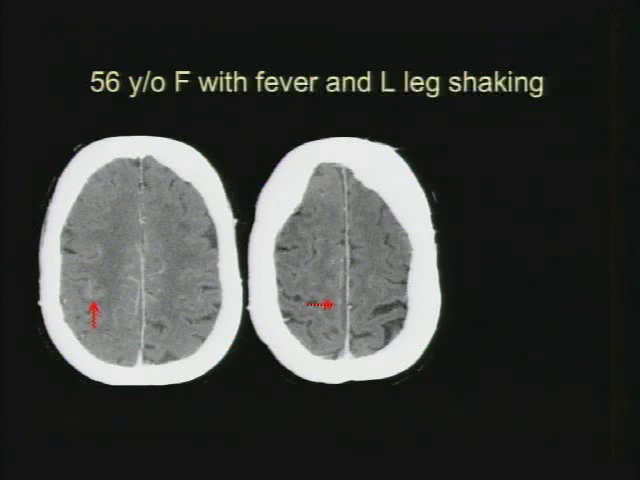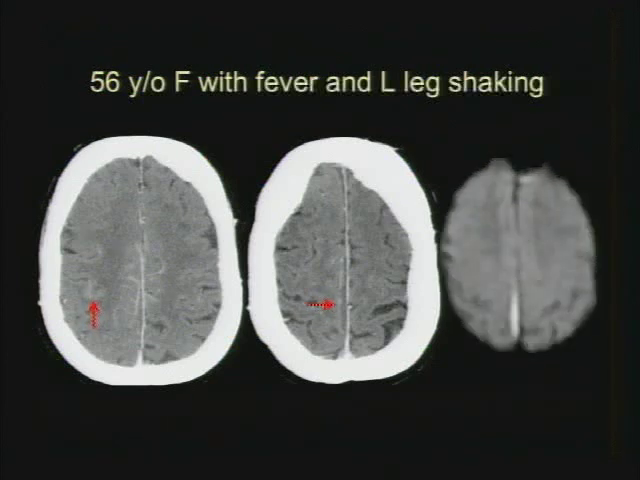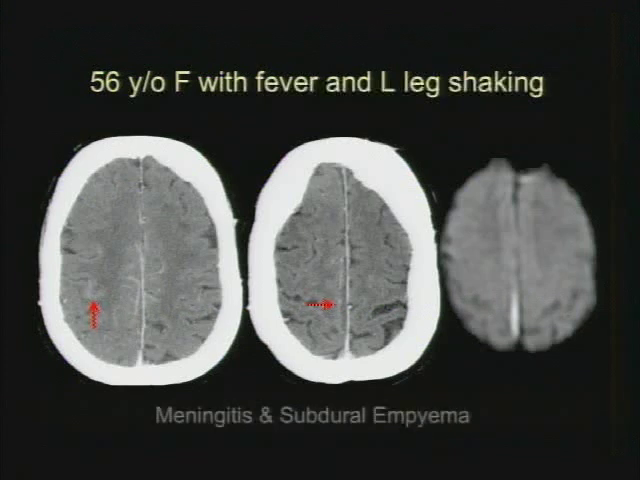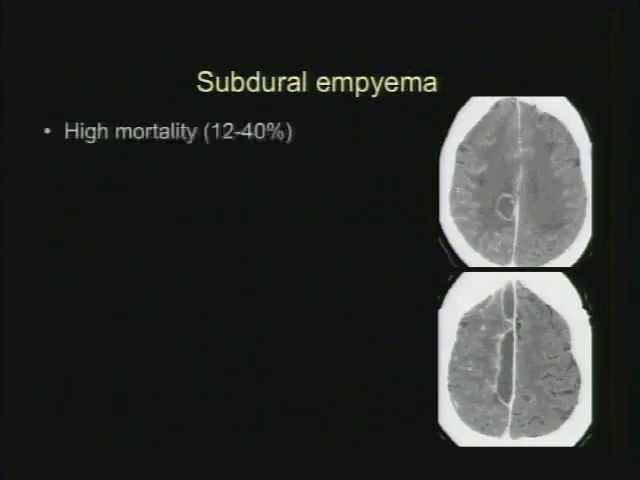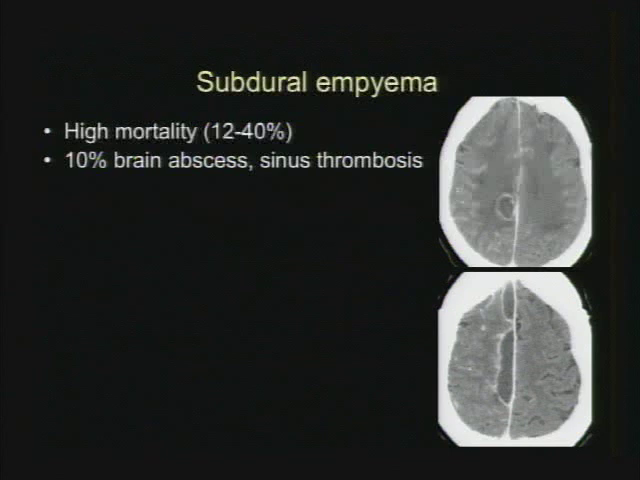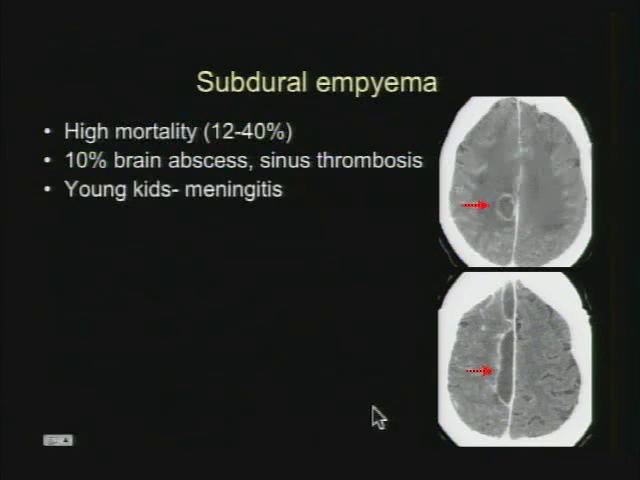So the sequence that you want to get next on MRI is diffusion. And you can see there's reduced diffusion in this patient with meningitis and a subdural empyema. So subdural empyemas are important to recognize because of the high mortality associated with them, and often they need to be surgically evacuated. They can be associated with brain abscess and dural sinus thrombosis, as you can see in this case with a brain abscess that's ruptured into the subdural space. In young kids, it's often the sequela of meningitis, as we just saw in this case.